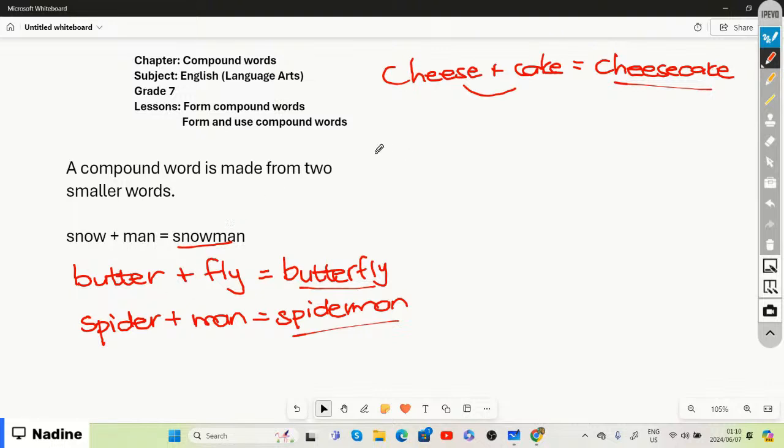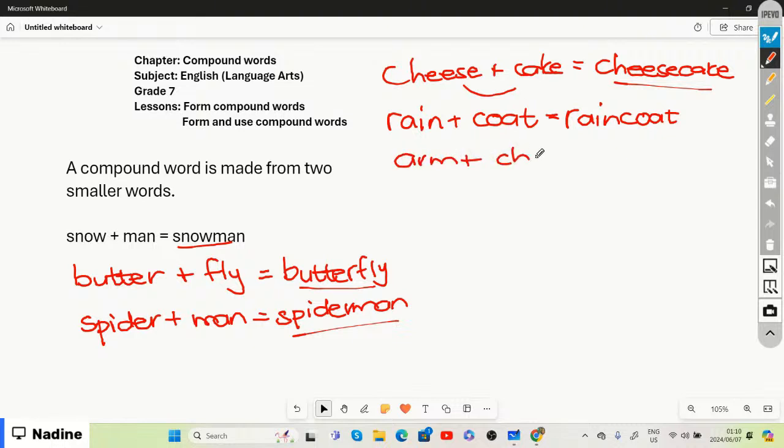And if we look at a few more compound words, we can say rain plus coat. So rain plus coat, and if we put those two words together, we can say it is raincoat. Then we have plus chair, and plus chair is chair.